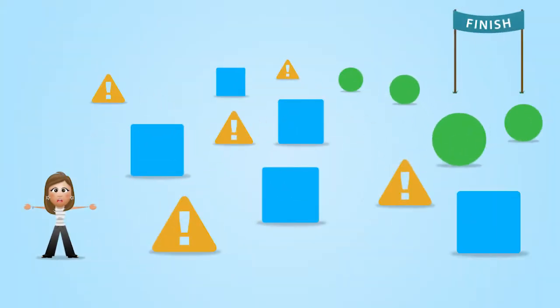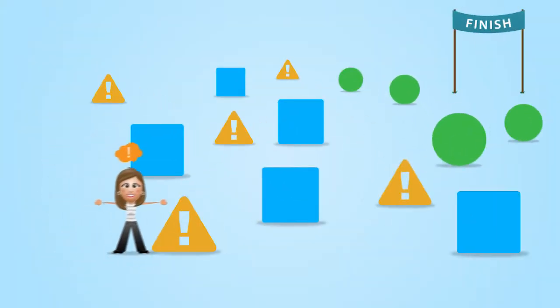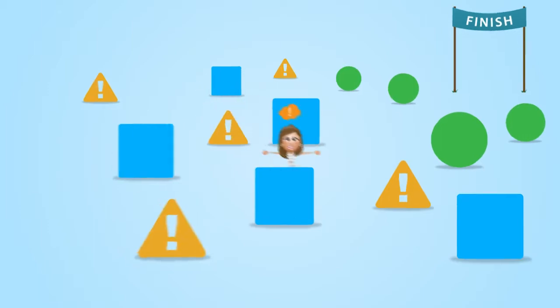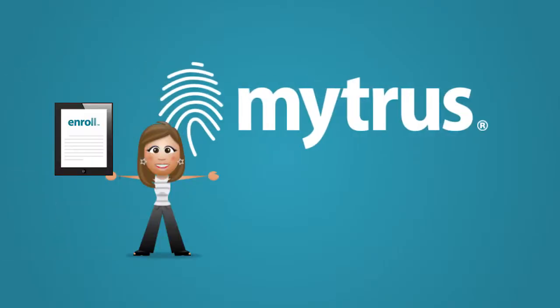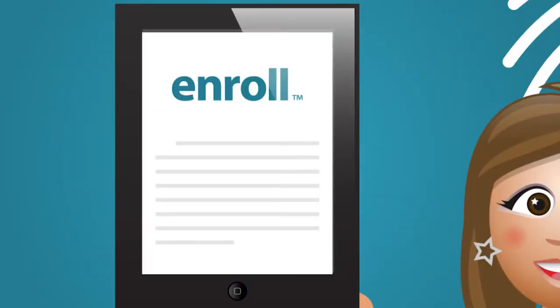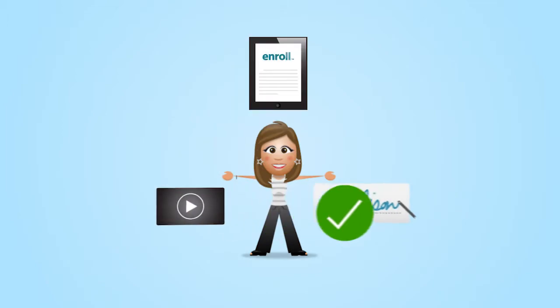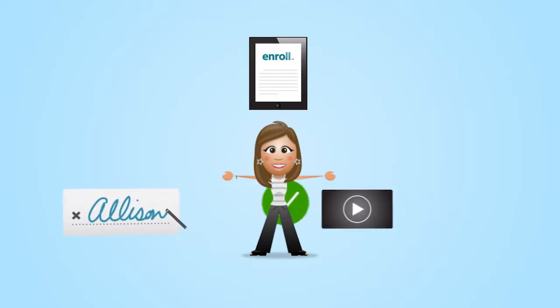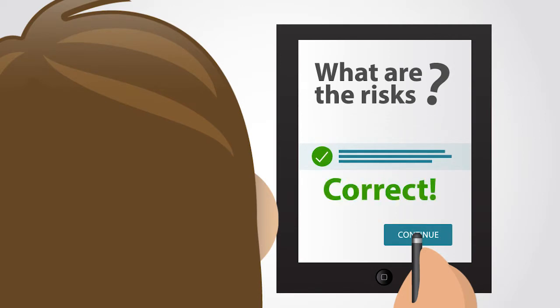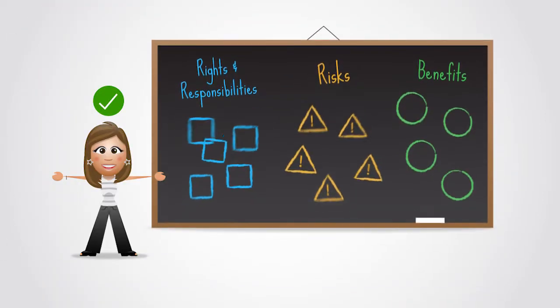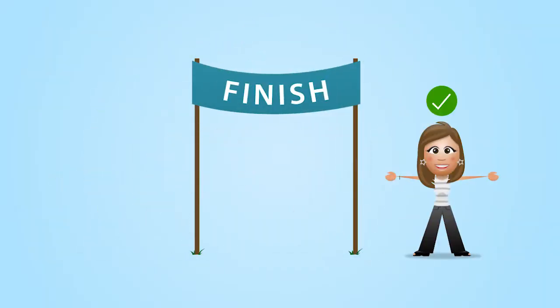This can be costly to the study sponsor as the patient requires more instruction, longer consultations, and ultimately may decide to leave partway through. At Mytrus, we think there's a better way. We've created an electronic informed consent learning tool called Enroll that places patients at the center of an interactive consent process, with tools that measure their understanding of the risks and benefits of participation. Better understanding leads to a stronger commitment, so patients are more likely to complete the research study.